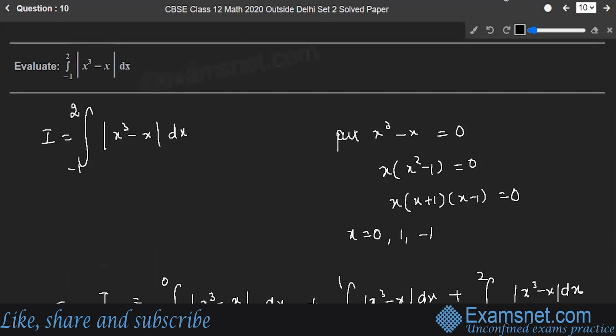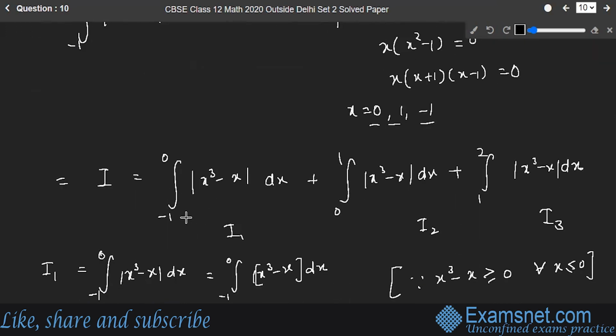So you have to evaluate the integral from -1 to 2 of the mod of x cube minus x. I have broken this down. See, the three turning points are 0, 1 and -1. So I have broken this whole integral into three parts: I1, I2 and I3.